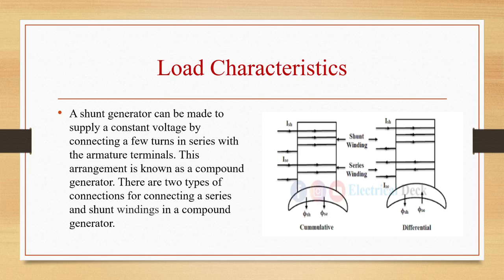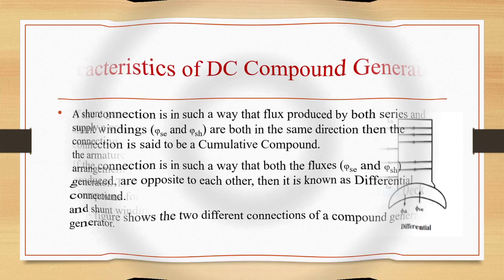There are two types of connections for connecting a series and shunt winding in a compound generator. When ISH and ISC, the shunt current and the series field winding current, are adding each other and the fluxes due to them are adding each other, then it is called a cumulative compound generator. And if the currents of the shunt field winding and the series field winding are opposing and their fluxes are also opposing, then it is called a differential compound generator.